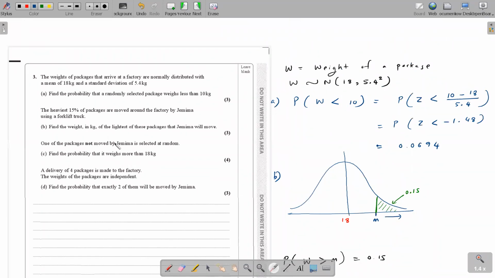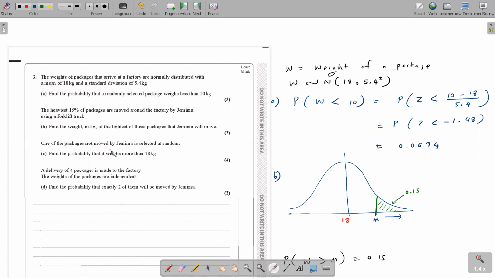One of the packages not moved by Jemima. Okay, what are the packages not moved by Jemima? Now J is moving what packages? The heaviest 15%, the one that I have shared here. So that means one of the packages not moved by her is in the remaining 85%.